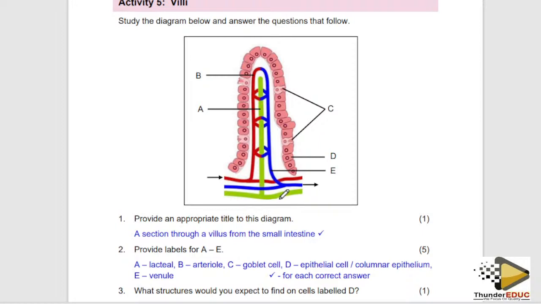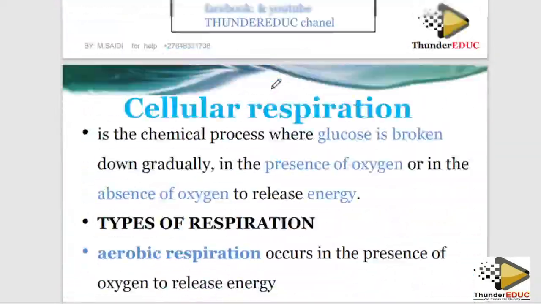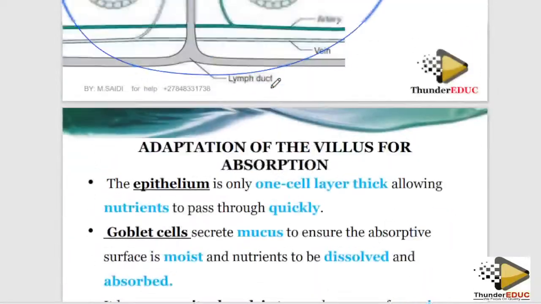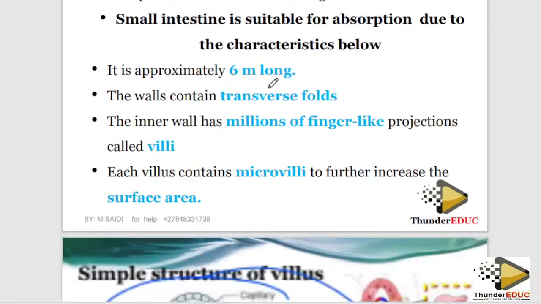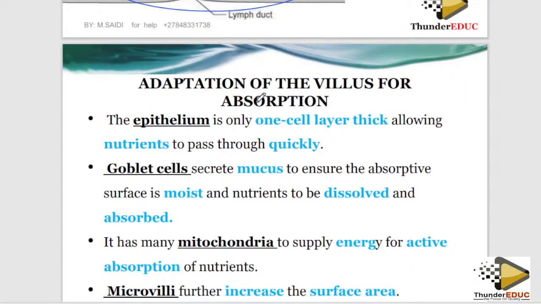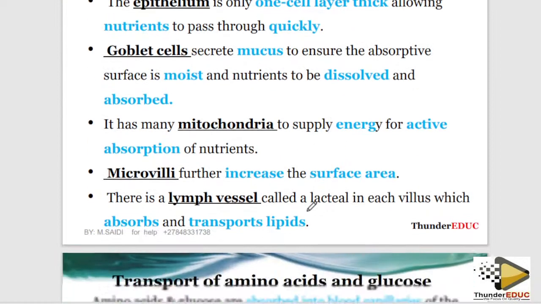Structure of a virus. Please don't go to the paper. I've forgotten about something, the one we like to ask about the virus. How is this virus adapted to its function? Here are the answers. This one, small intestines. Yes. Not that one. Here. How is this virus adapted to its function? Epithelium is only 1 cell thick. Goblet cells. Mitochondria supplying energy.